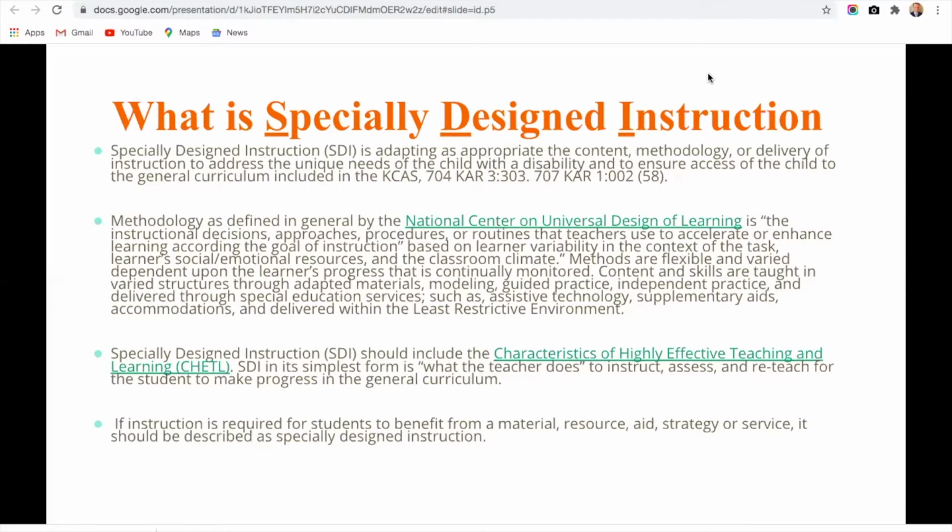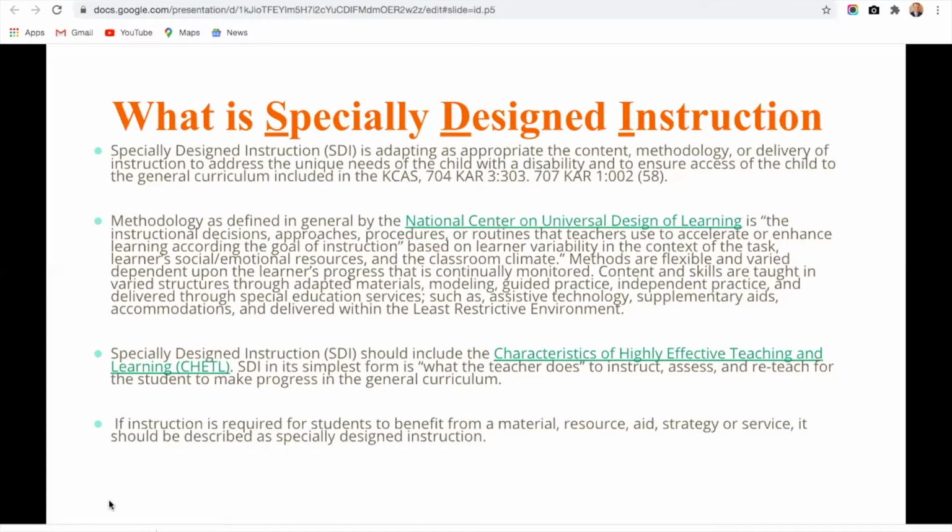Content and skills are taught in varied structures through adapted materials, modeling, guided practice, independent practice, and delivered through special education services such as assistive technology, supplementary aids, accommodations, and delivered within the least restrictive environment. And then special design instruction should include the characteristics of highly effective teaching. In its simplest form, it's what the teacher does to instruct, assess, and reteach the student to make progress in the general curriculum. And if instruction is required for students to benefit from a material, resource, aid, strategy, or service, it should be described as specially designed instruction.